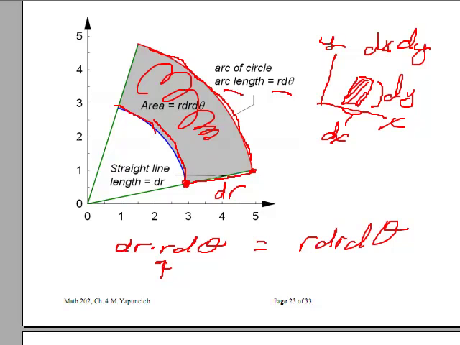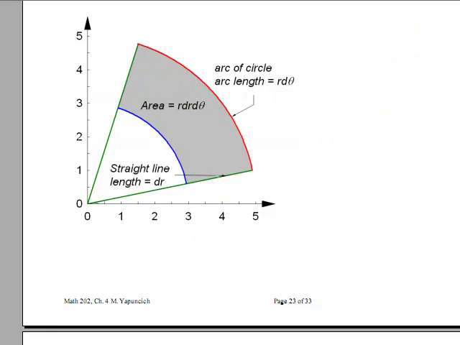I'm going to erase the screen. Okay, so you can see it just as it is. It's also in the notes. And also there are pictures similar to this that appear in Thomas and in Stewart. So this is a geometric interpretation of polar coordinates. This length is dr. This length is really an arc length, very poorly drawn, is r d theta.